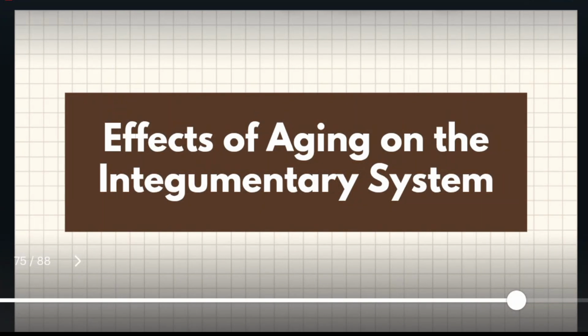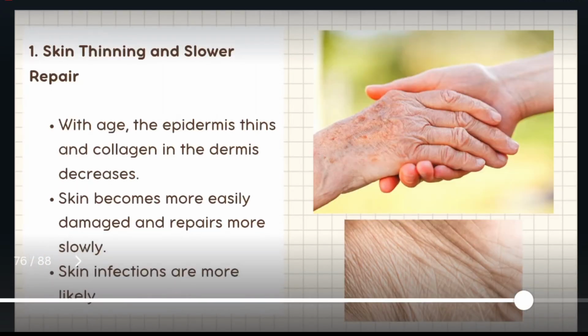Effects of aging on the integumentary system. We have skin thinning and slower repair. As we age, the epidermis becomes thinner and the collagen in the dermis reduces. This leads to skin that is easily damaged, heals slowly, and is more prone to infections. So, if you notice our grandparents, madali silang masugatan, even from a small bump, or how a small cut on their arm takes a long time to heal. That is because their skin is thinner and has less collagen to help repair damage. It also makes them more prone to infections.